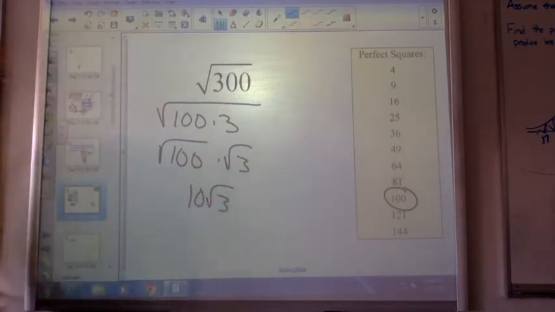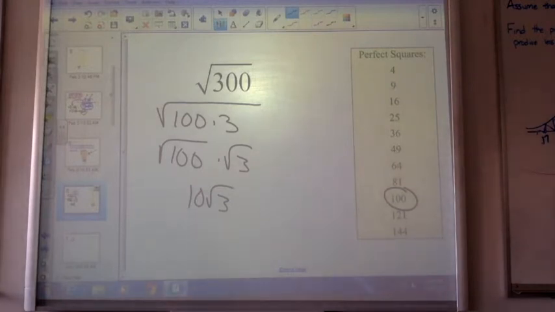I just did this one. Notice the things that I have up there. What did I circle? 100. 100 is a what? Perfect square. So I'm looking for the largest perfect square that can be made up of our number. So we just did this problem. That's all I did. Can I move to the next screen?